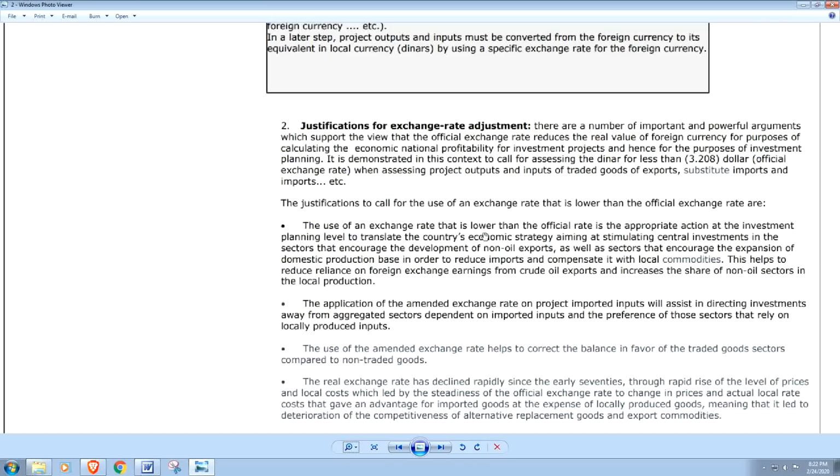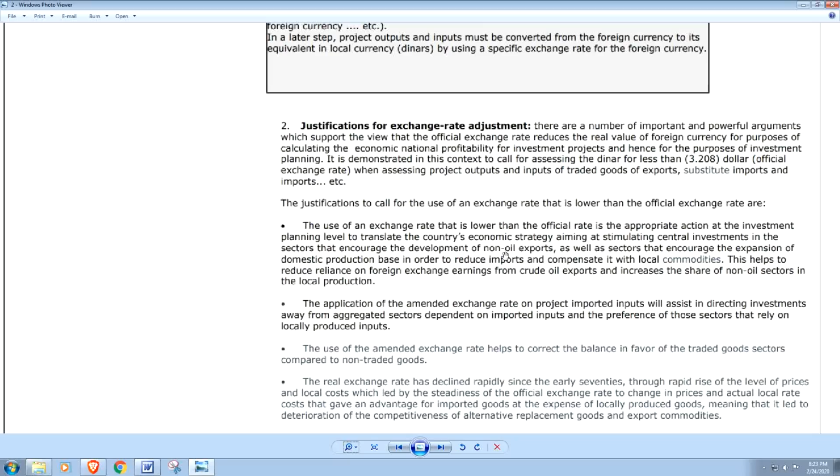The use of an exchange rate that is lower than the official rate is the appropriate action at the investment planning level to translate the country's economical strategy aiming at stimulating central investments in the sector that encourages the development of non-oil exports. Remember I was saying, look, Iraq has got to get out of the habit of just relying on oil. You know what I mean? A bulk of their money comes from money generated from oil. The problem is if any kind of major event interrupts their oil supplies or oil output, it screws over everything.